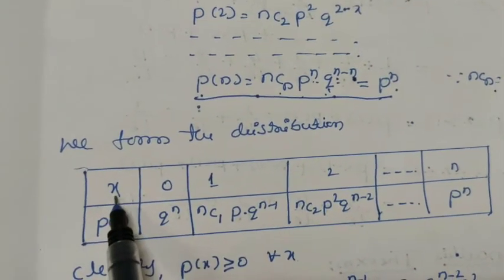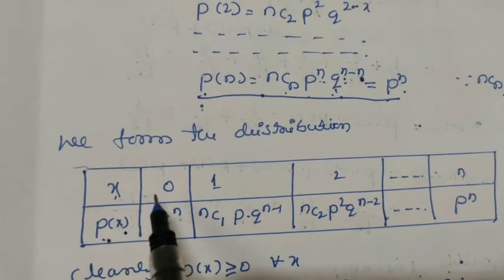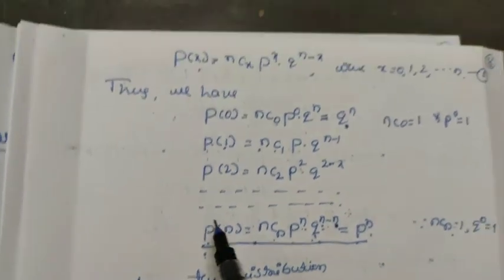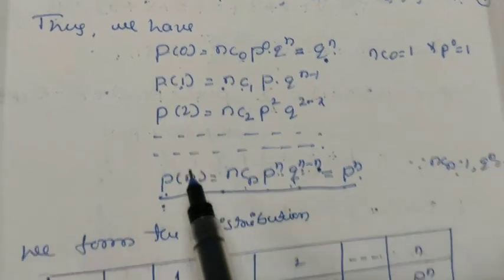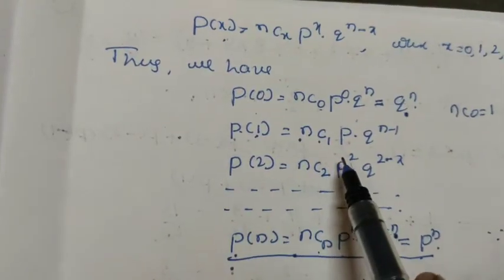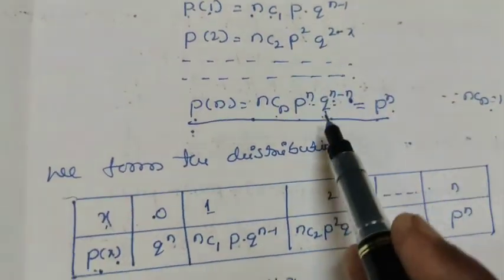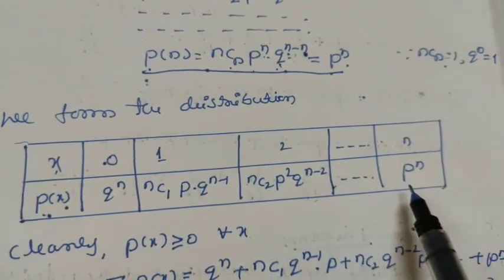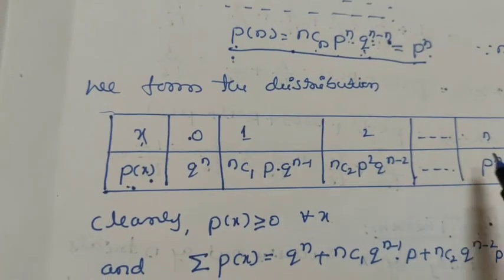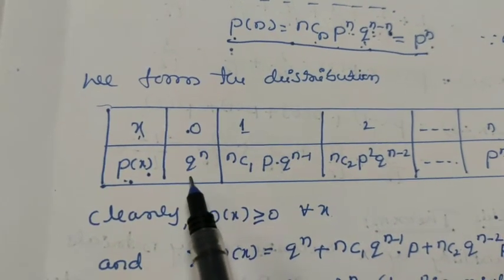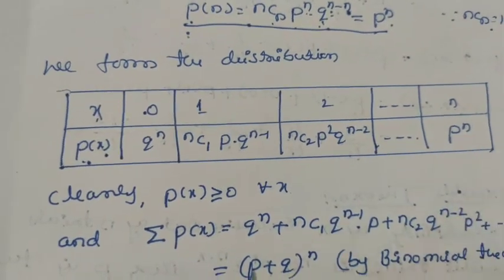Let us take the first column as x and the second column as P of x. When we substitute x equals 0, we get q raised to n, and when we substitute x equals 1, we get nC1 p into q raised to n minus 1, and so on. You have to put all these in tabular form. Now clearly from this table we can say that all P of x are greater than or equal to 0, because all values are positive.